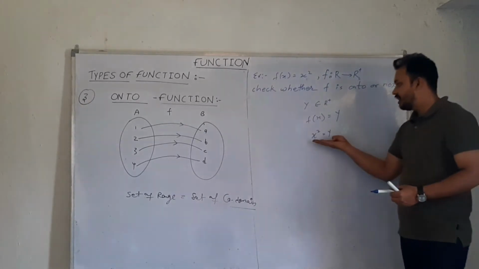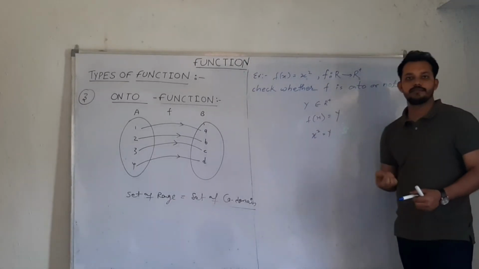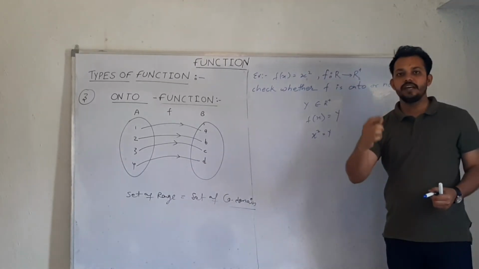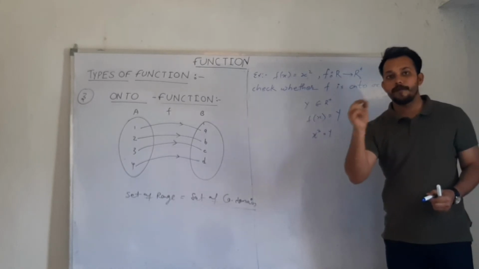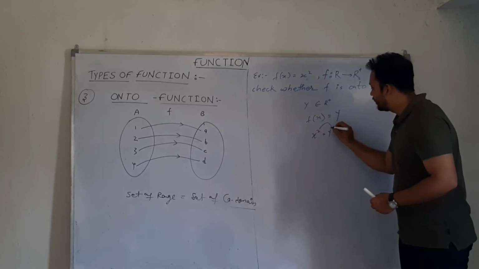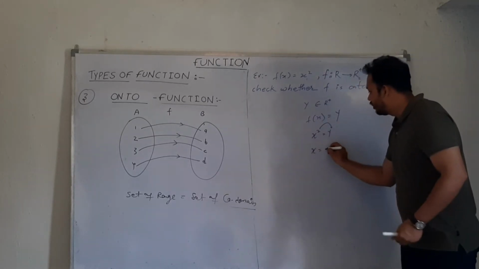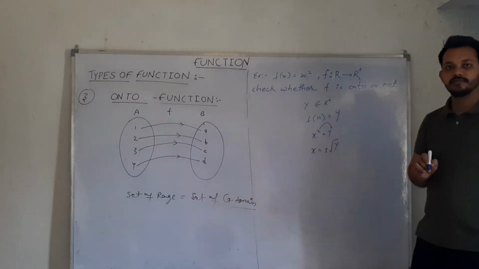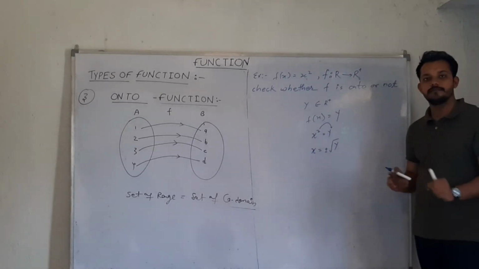Now here we can see that y is written in terms of x. We have to reverse it. The working rule says that we have to write the value of x in terms of y. How? We will transpose this square to this side. So we will get x is equal to plus minus under root y. We have written x in terms of y.